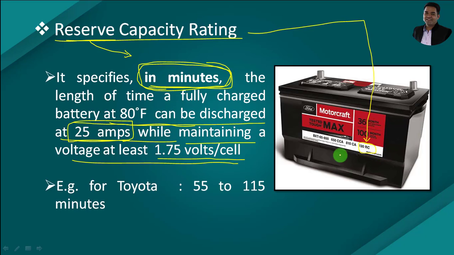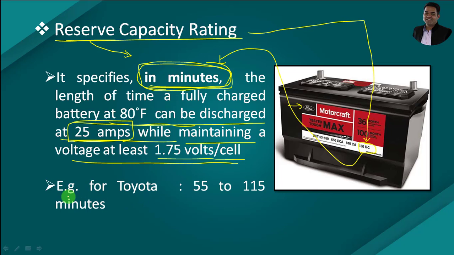For this particular picture, the battery manufactured by Ford Motorcraft indicates a 130 reserve capacity rating. That means this battery can deliver 25 amperes current at 18°F temperature for 130 minutes while maintaining 1.75 volts per cell.